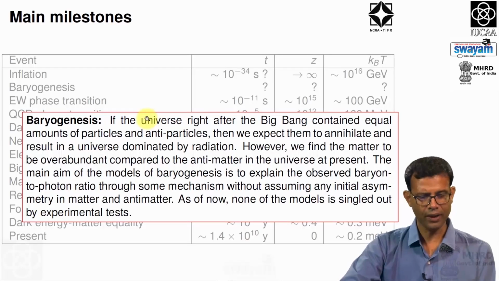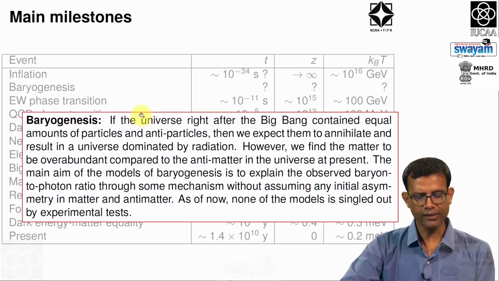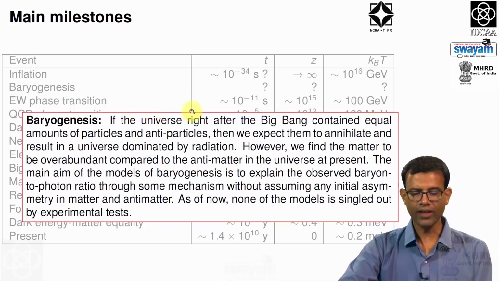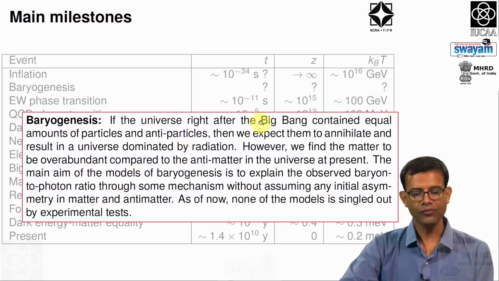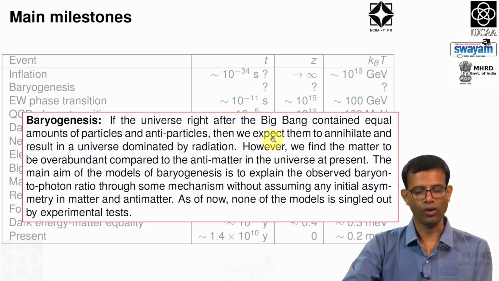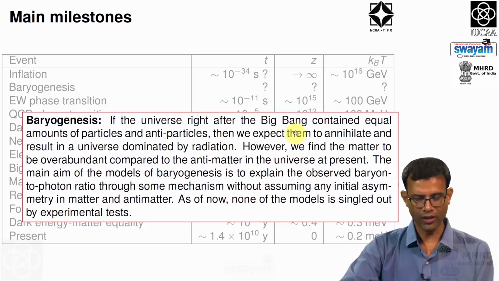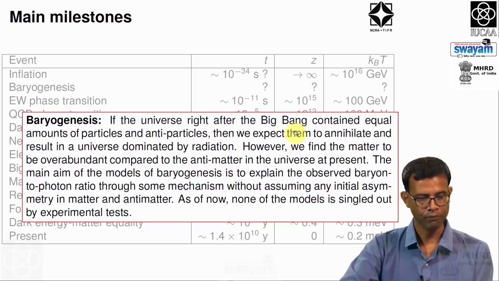Something interesting would have happened which is called baryogenesis, and that is something very important for our universe. So, imagine the universe right after the Big Bang. Now, if it contained equal amounts of particles and antiparticles, then we expect them to annihilate and the resulting universe will be simply dominated by photons, by the radiation. However, we know that we find matter to be overabundant compared to antimatter in our universe. We find matter in our universe, we do not find that much antimatter.